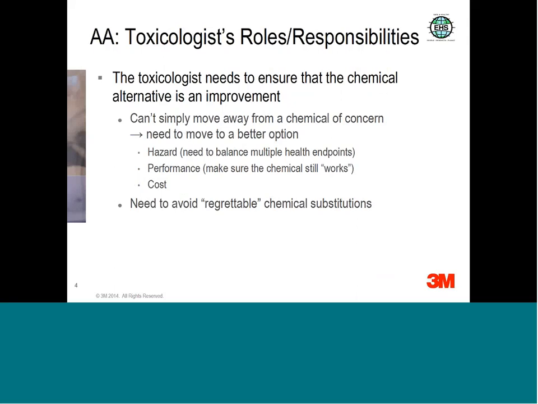Again, we have to make sure that the chemical still works, and we hope it still works in the same quantity as the chemical we are substituting, but sometimes it doesn't. And of course, cost is always a factor in alternatives. You may have an alternative, but it's very cost prohibitive. Just to put it very simply, we need to avoid regrettable chemical substitutions, and we have to balance this very efficiently and with a lot of thought.